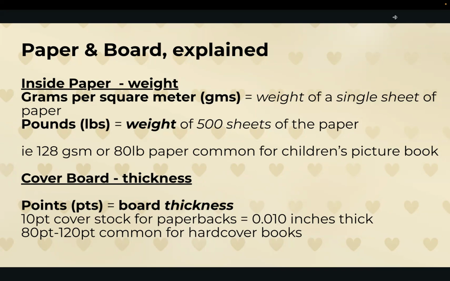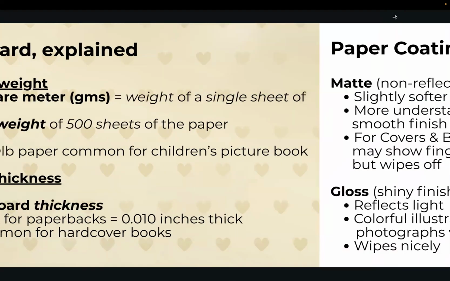In terms of cover board, it's measured in thickness and points. For instance, a paperback book would be a 10-point cover stock, whereas a hardcover book would be an 80-point to 120-point cover stock. So if you are confused, just talk to your printer, and they will be able to guide you in terms of the best weight and thickness for your project, because it can be a little confusing. But I just wanted to give you an idea of how the measurements work, because you're going to need these specs when you're requesting your print quote.